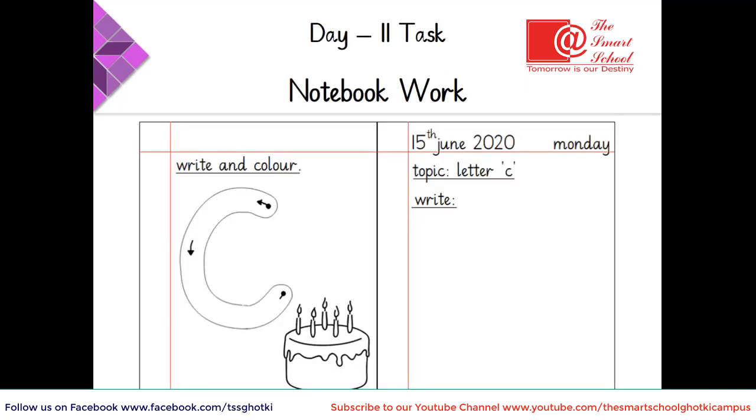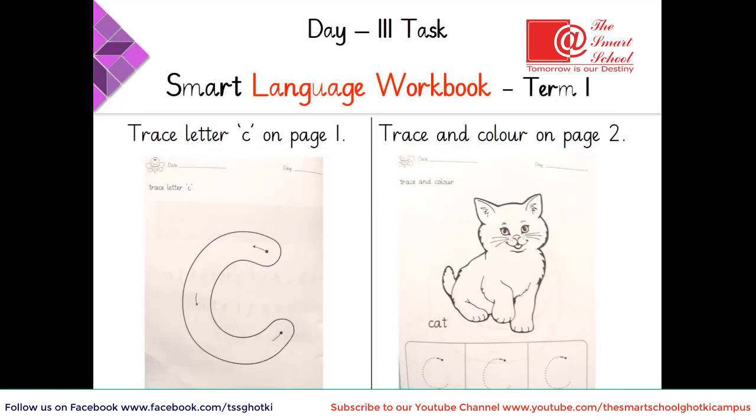This is your day 2 task. This task should be done in your notebook. On the first page, you need to write K 7 times with 7 different pencil colors. And on the second page, you need to write K as many times as you can with pencil. Okay?